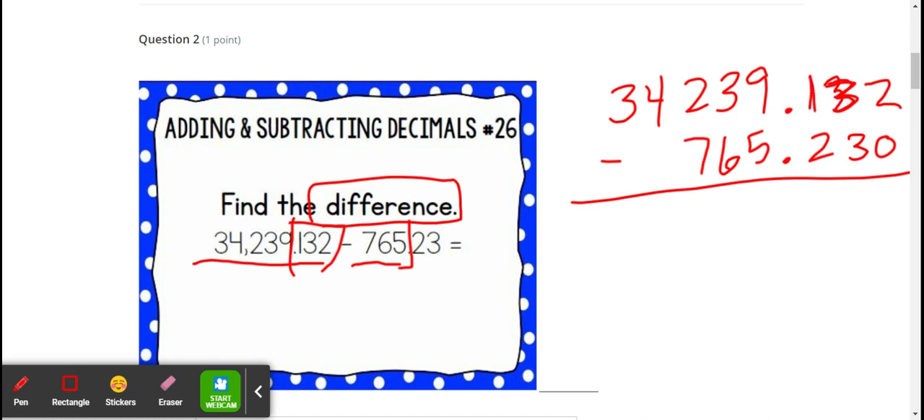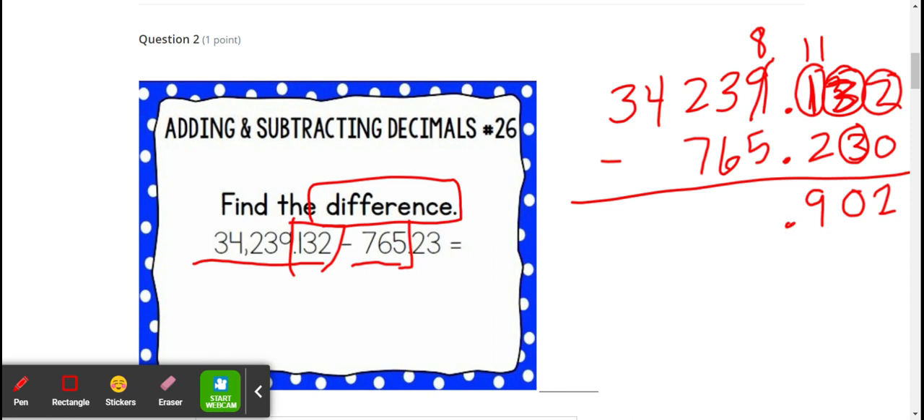Now we need to subtract. So 2 take away nothing, we can do that. 3 take away 3. Now 1 take away 2, we can't take away 2 if we only have 1, so we need to borrow. So we take 1 from the whole number spot, and this gives us tenths, we put it with the one that we have already. So that would be 11 tenths, take away 2, we're left with 9. 8 subtract 5 is 3.